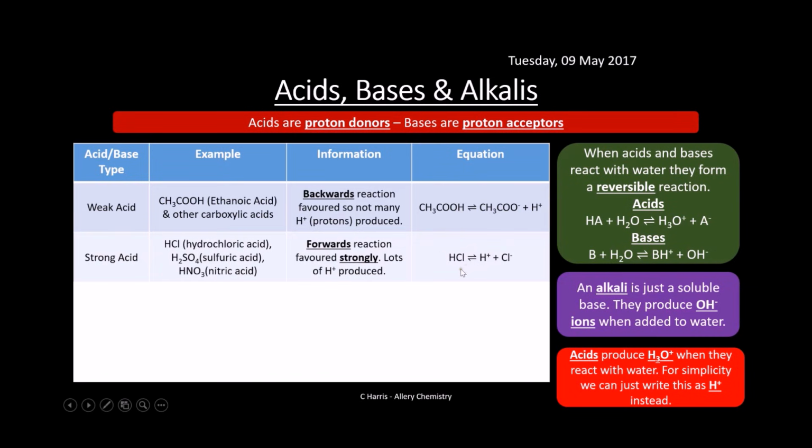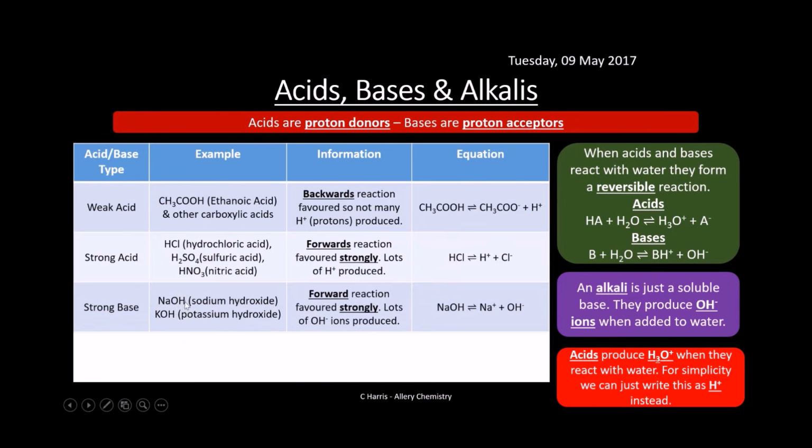So HCl, for example, lies well over to the right if you had to symbolize it as an equilibrium. In reality, it wouldn't even be reversible. But you would have your H+ and Cl-. This is basically just showing it for comparative purposes. Loads of H+ ions produced, very, very little to none HCl left because it breaks down very easily.